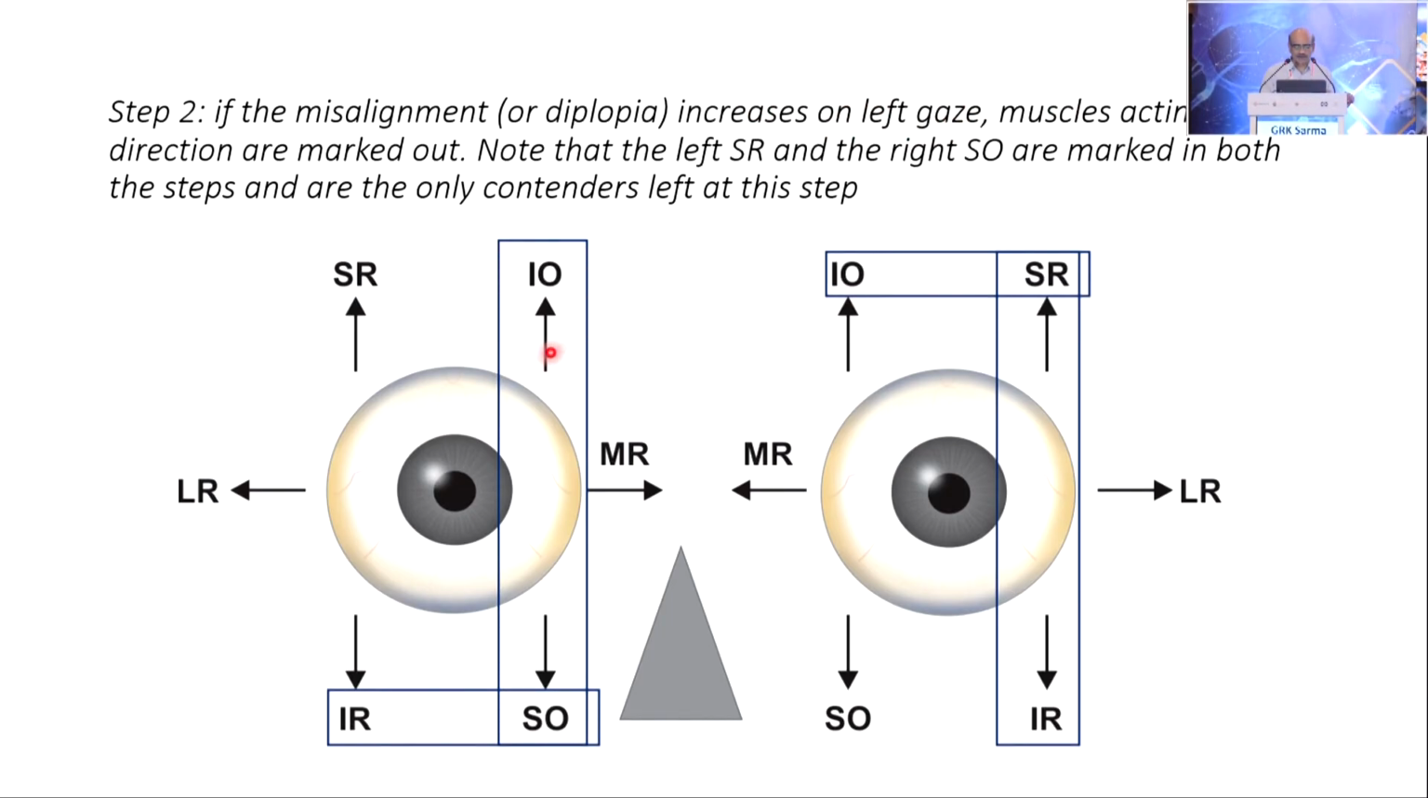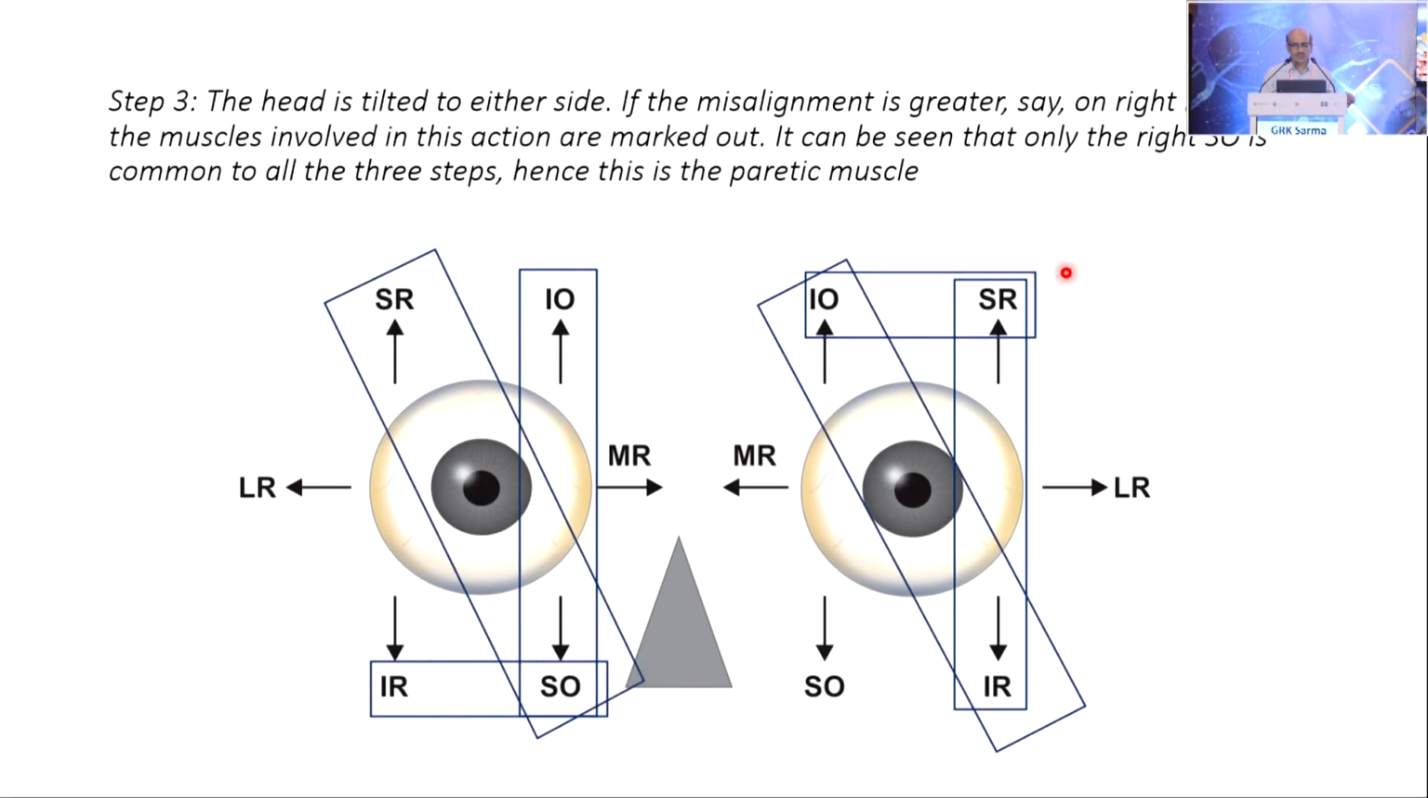Then you have inferior oblique or, on the other side, superior rectus, which is the common muscle in both situations. It is superior oblique on the right side or superior rectus on the other side. Then tilt the head to each side. Depending on which direction the diplopia increases, you can work out which muscles are involved and see the muscle which is common for all the three tests. In this case, the superior oblique on the right side is common to all the three steps. So we prove that it is right superior oblique palsy.